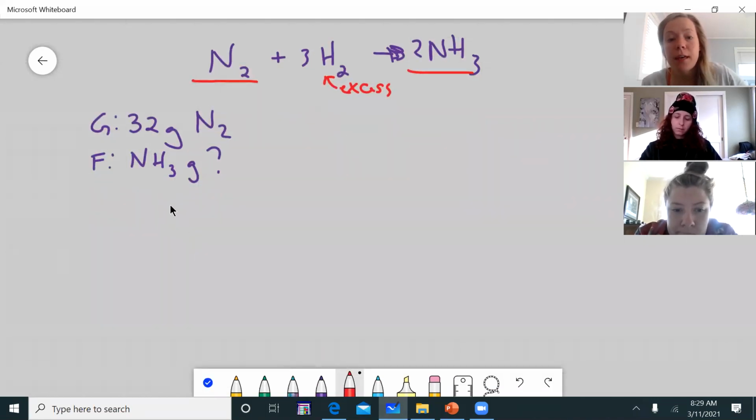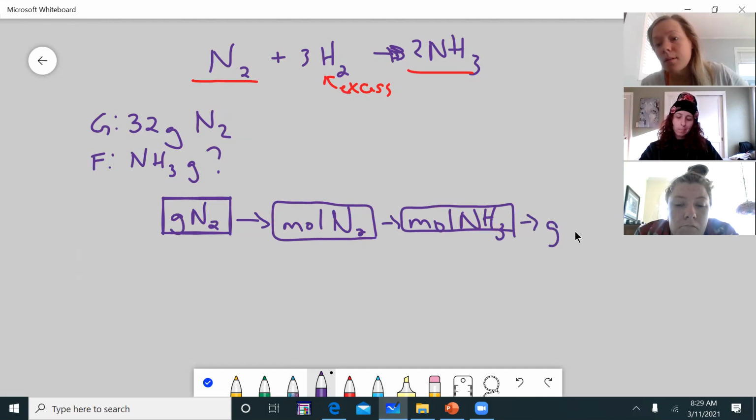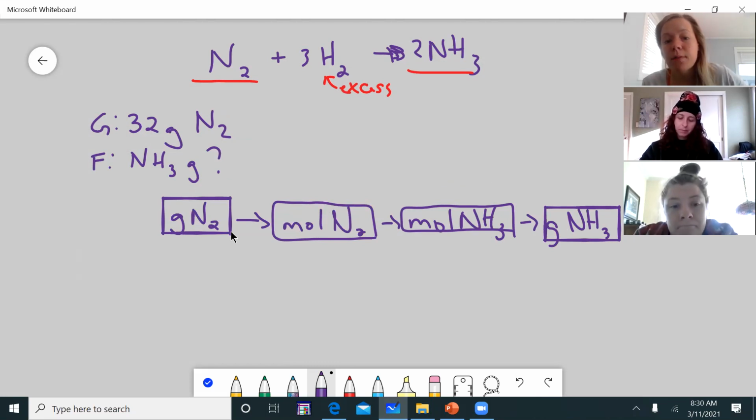So my flow chart for this is compound A. This is what I'm starting with. This is compound B. So I'm going to write out a plan. I'm going to start with grams of N2. And then I'm going to go to moles of N2. Then I'm going to go to moles of my product, which is NH3. Then I'm going to go to grams of NH3. Gram here, gram here, but there's a couple steps in between. How do I get from grams of N2 to moles of N2?